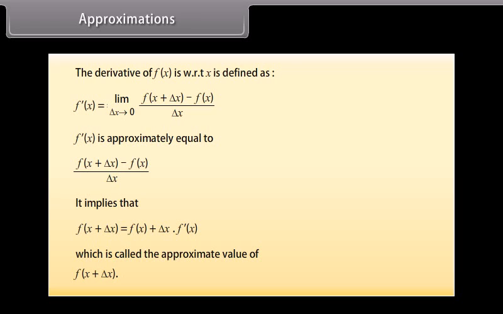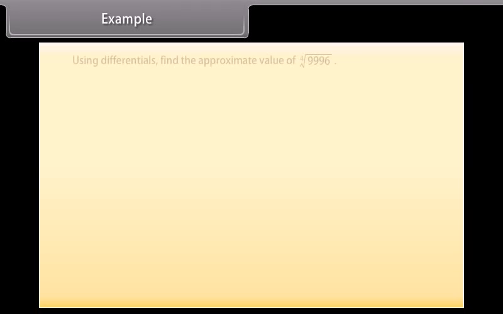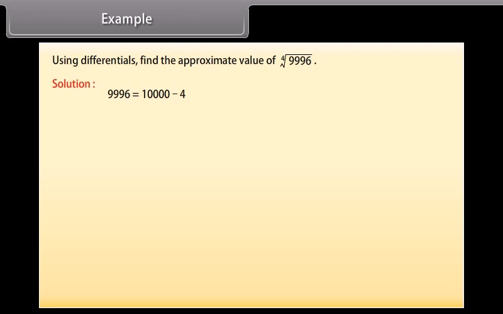Example. Using differentials, find the approximate value of the fourth root of 9996. Solution. 9996 equals 10,000 minus 4, which is equal to 10 raised to the power 4 minus 4. Let x equal 10 raised to the power 4. Delta x equals minus 4. Therefore, x plus delta x is equal to 9996.